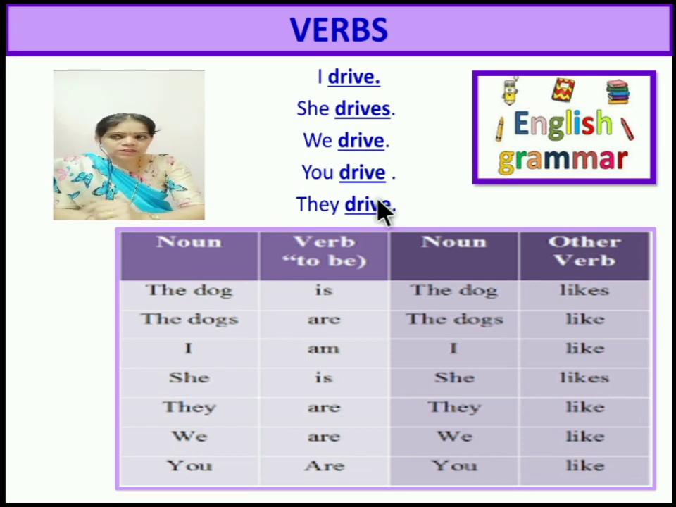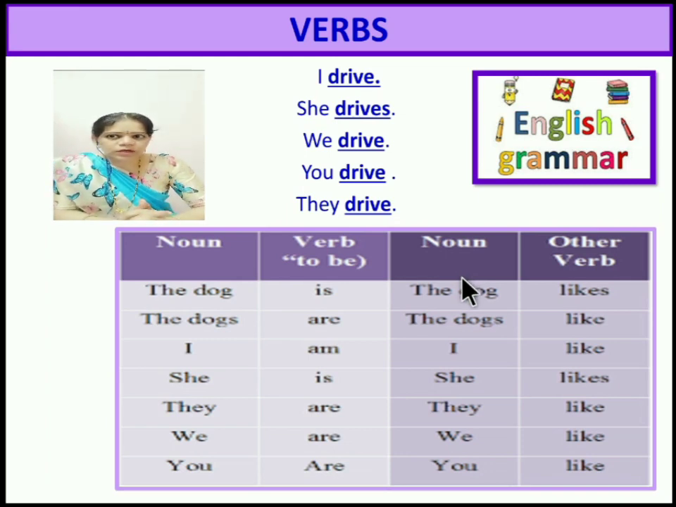Let's form the sentences in this example. The dog is, right? The dogs are, plural are. I am, she is, they are, we are, you are. You can make blackboard notes right now while the screen is on over here. You can take a snapshot reserved for you, and then later make notes of it for your personal reference, as and when you require.